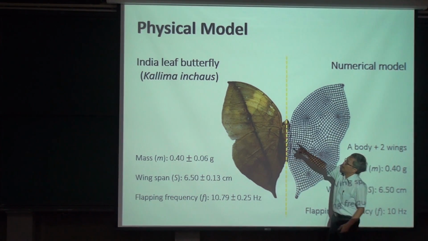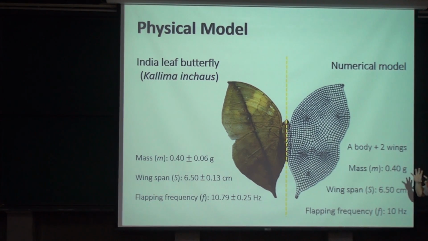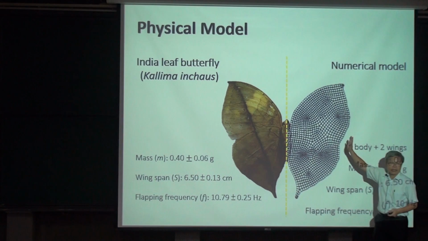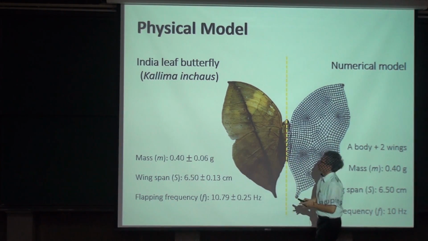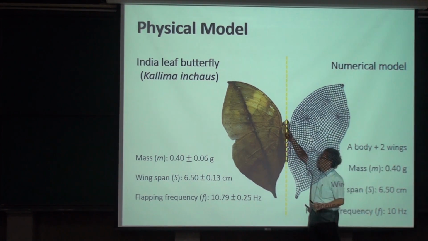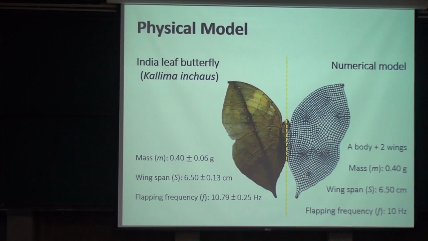We used a commercialized software and with several modifications by ourselves, and we build out the grid and then do the analysis. The wingspan is about 6.5 centimeters. This big, and the frequency is 10 hertz. Okay, and we have the body and the wings. Put them together and do the analysis.